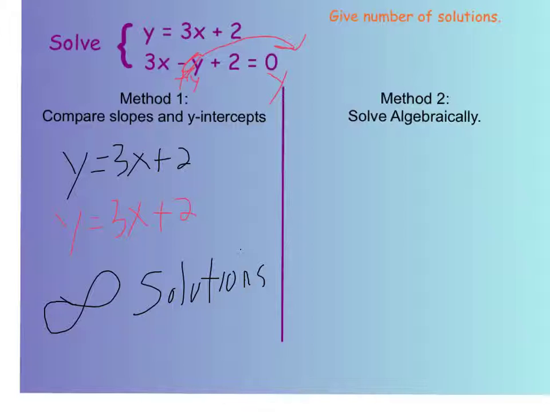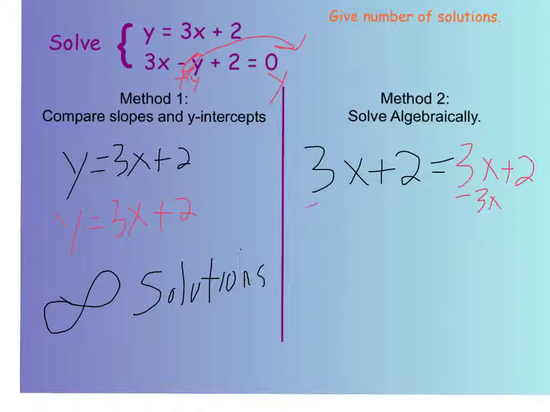Now, what would it look like if we did it the other way? Well, we would take the black equation and say 3x plus 2 equals 3x plus 2, and we would minus 3x from both sides.